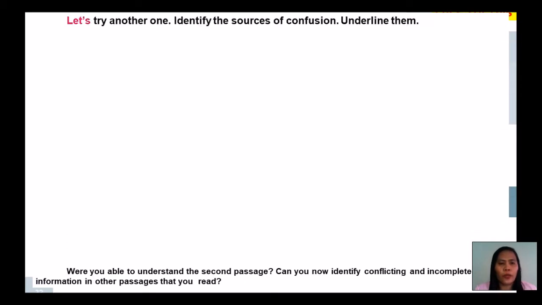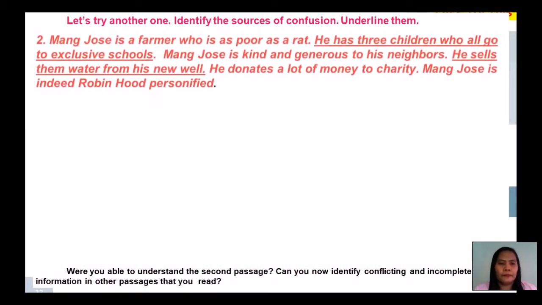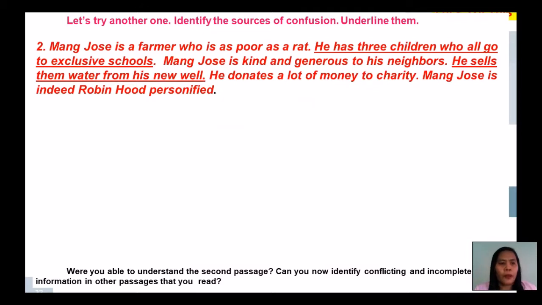Let's try another one. Identify the sources of confusion. Underline them. Number 2. Mang Jose is a farmer who is as poor as a rat. He has 3 children who all go to exclusive schools. Mang Jose is kind and generous to his neighbors. He sells them water from his new well. He donates a lot of money to charity. Mang Jose is indeed Robin Hood personified.